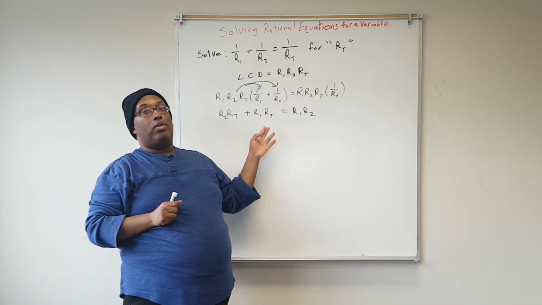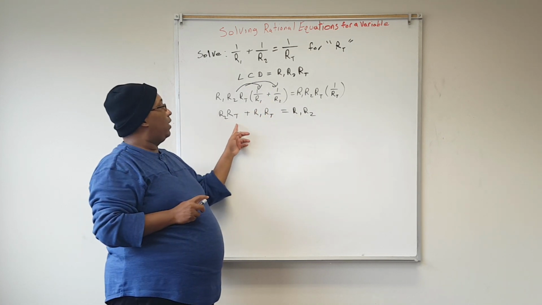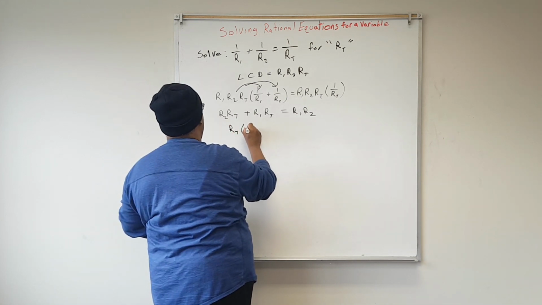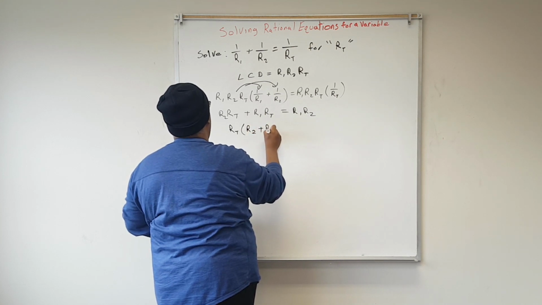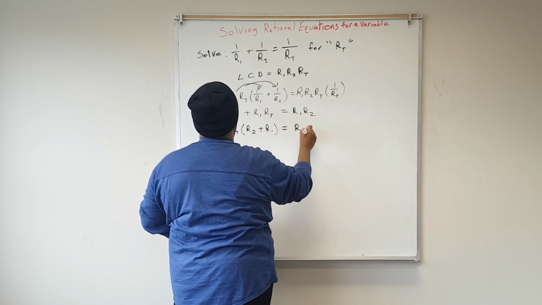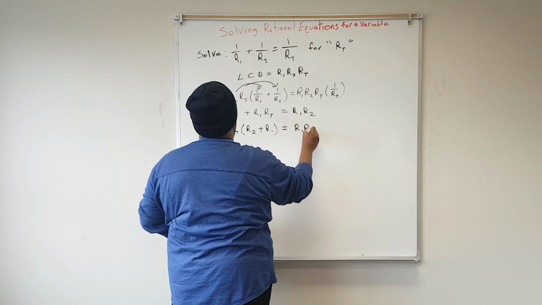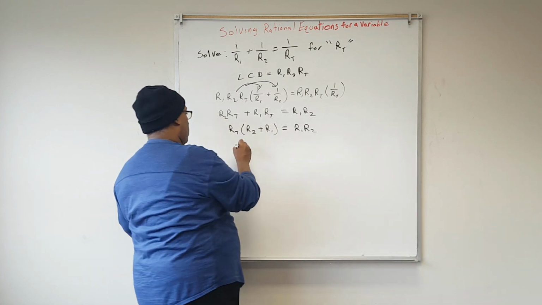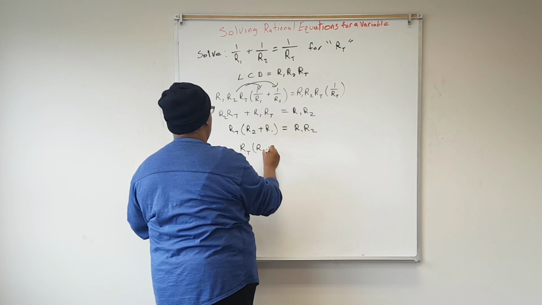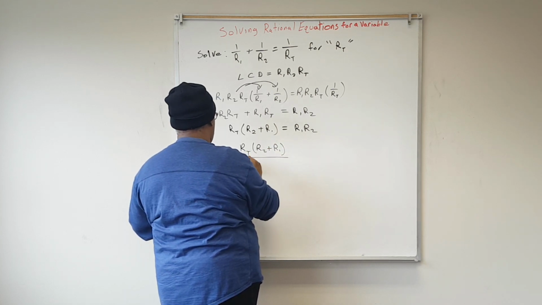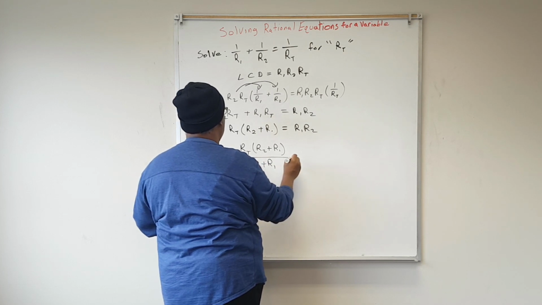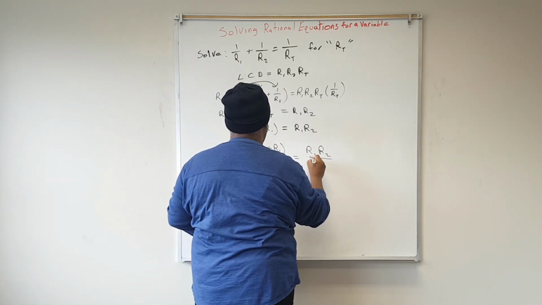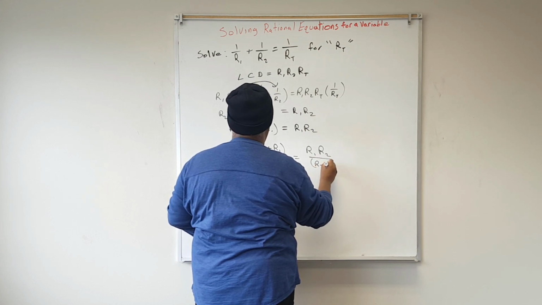So now what we have to do is use the distributive property in reverse and pull out what we're looking for, R sub t. So we factor it out, we get R sub t times R sub 2 plus R sub 1 equals R sub 1 times R sub 2. Now to get R sub t by itself, all we have to do is divide both sides. So R sub t times R sub 2 plus R sub 1 all over R sub 2 plus R sub 1. Whatever you do to one side, you got to do to the other. R sub 1, R sub 2 over the quantity R sub 2 plus R sub 1.